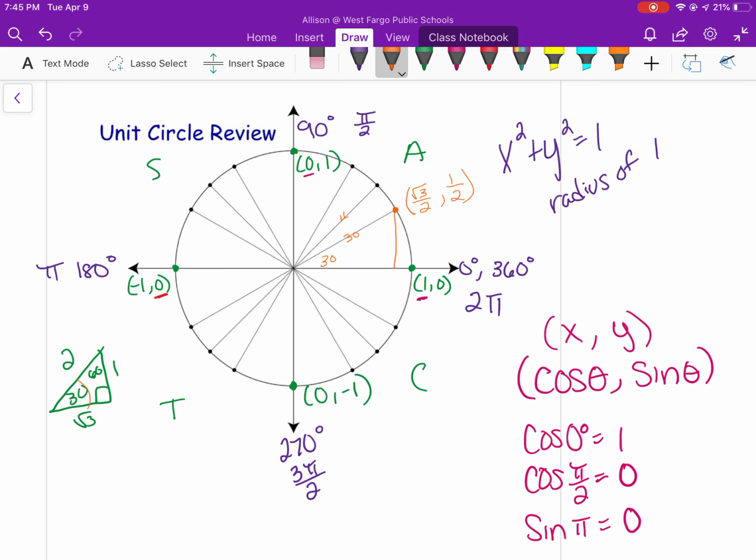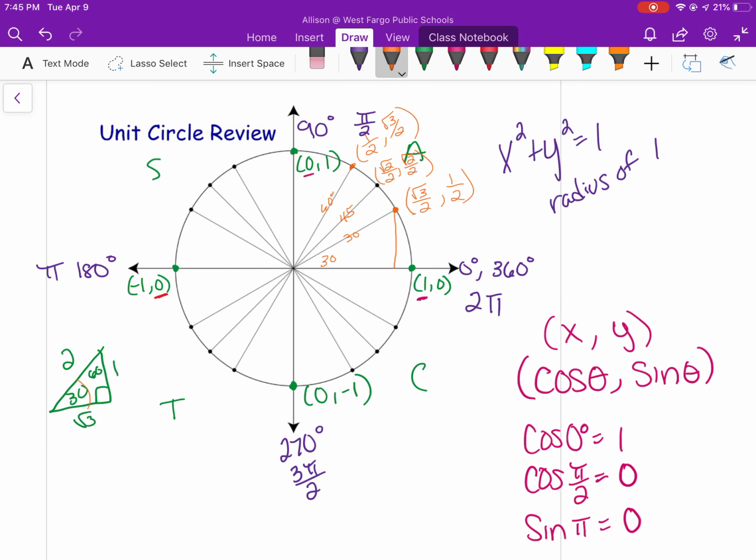The next line is 45 degrees. So cosine of 45 is square root of 2 over 2, and sine of 45 degrees is also square root of 2 over 2. And the last dot right here is 60 degrees. Cosine of 60 is 1/2, and sine of 60 is square root of 3 over 2.